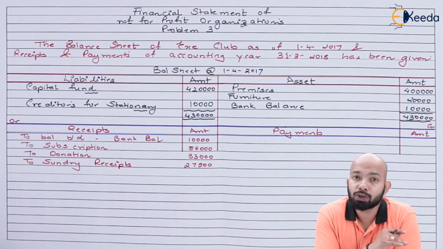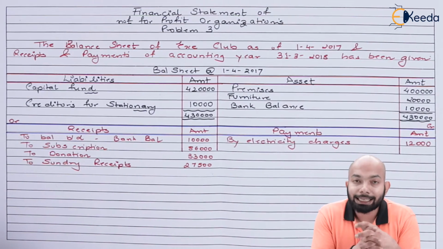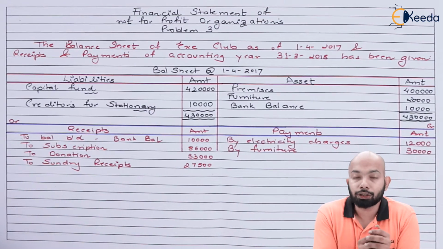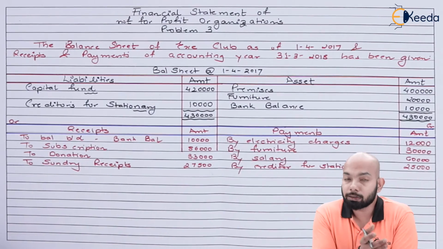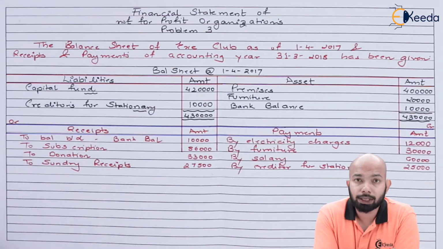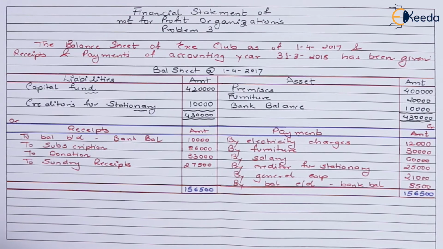Now let's mention the items on the payment side. The first item on the payment side is the electricity charge 12,000. The next item is furniture 30,000. Then salary 60,000 and creditors for stationery 25,000. General expenses are 21,000 and the balance carried down, that is the closing bank balance, is 8,500. The total of receipts and payments is 1,56,500.